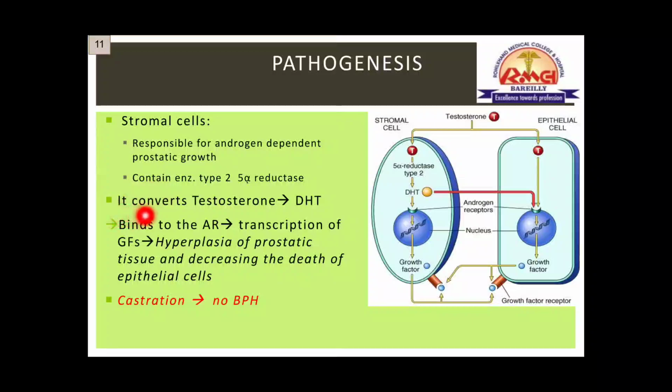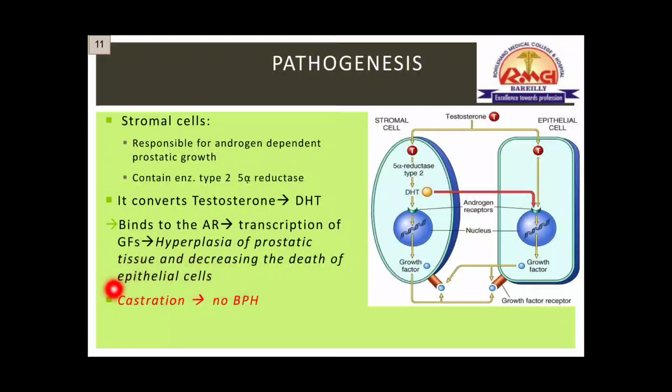So the pathogenesis is that 5-alpha reductase type 2, which is present in the stromal cells of the prostate, converts testosterone to dihydrotestosterone, which is more potent. It binds to the androgen receptors and leads to transcription of growth factors, and that will lead to an increase in the number of cells of the prostatic tissue. It will also decrease the death of the epithelial cells. It will decrease the apoptosis of these cells. So overall growth of the prostate gland will increase.